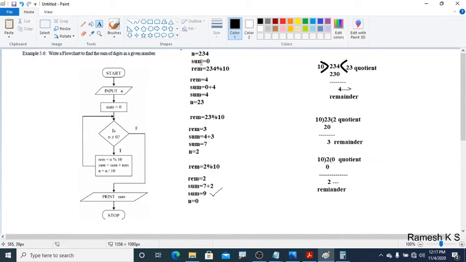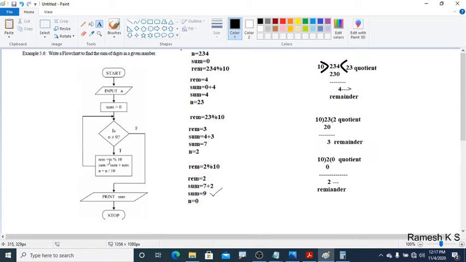Again, sum is equal to 0, I am initializing. Sum is equal to 0. Now we come down to the decision symbol. We are checking this condition: n is 234, not equal to 0, which becomes true. If it is true, it will come down. It will find the remainder, the sum value and the quotient value.